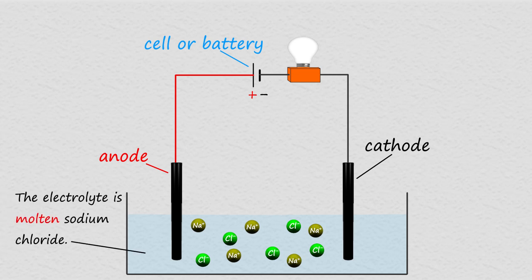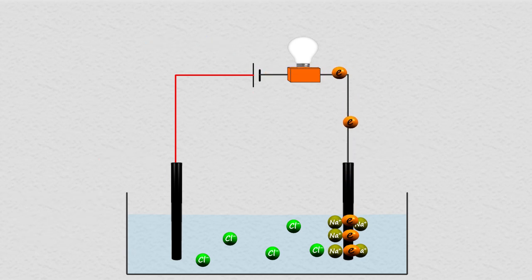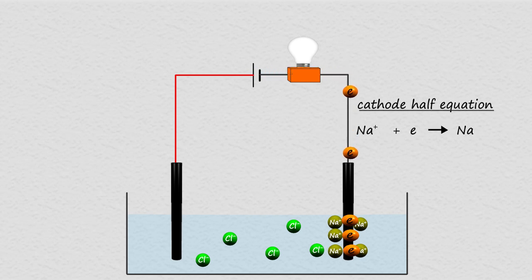The electrolyte in the cell shown is molten sodium chloride, which contains positively charged sodium ions and negatively charged chloride ions. Once the electrolysis process starts, electrons will leave the cell and travel down the wire towards the cathode, giving it a negative charge. The positively charged sodium ions in the molten electrolyte will then be attracted to this negatively charged cathode. Ions which head towards the cathode are often called cations. Now at the cathode, the sodium ions pick up an electron and are reduced to form sodium metal. An equation to show this reaction is shown.